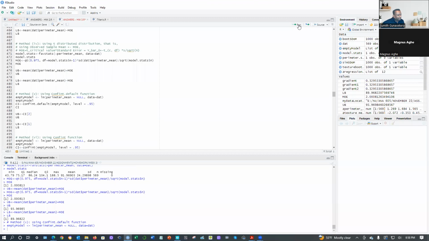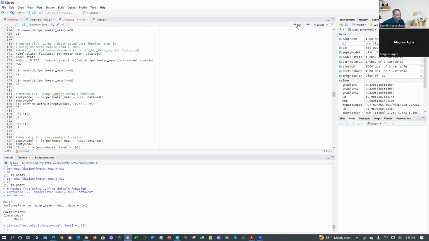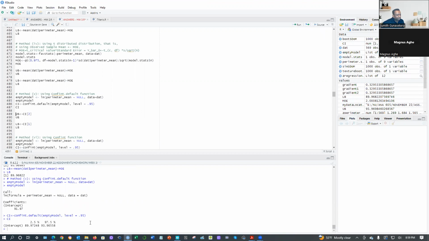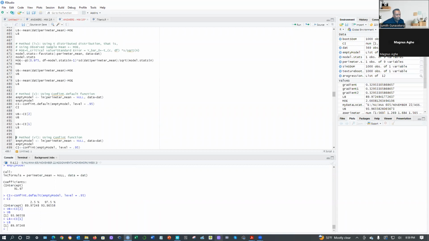Get the empty model. Use the confint for the empty model, and if you want, you can give the level as well. I'm gonna say 0.95, 95% confidence level. They both will be displayed. Look at the areas: the area to the left of the lower bound is 2.5, and the area to the left of the upper bound is 97.5. If you want to extract from that one, from the CI, you can take it out. If you call that one CI, you can call that one CI. That's the same thing.